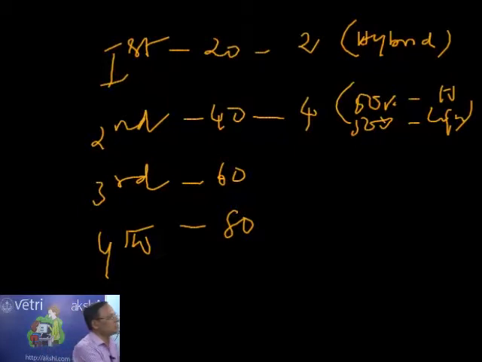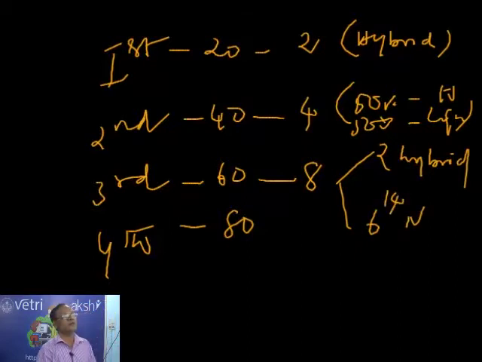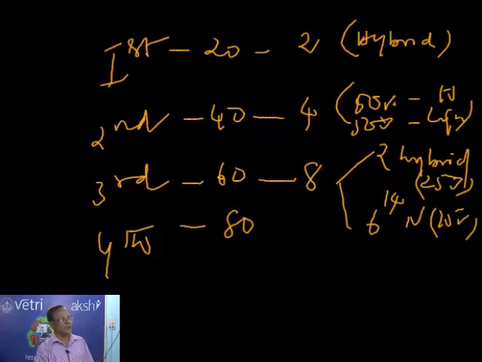Then at the end of the third generation, that is after 60 minutes, we are getting 8. Out of the 8, 2 of them are hybrid and 6 of them are N14, because there is no heavy nitrogen available. They must use only N14. So this represents 25% and then 75%: 25% hybrid DNA and 75% normal or light DNA.